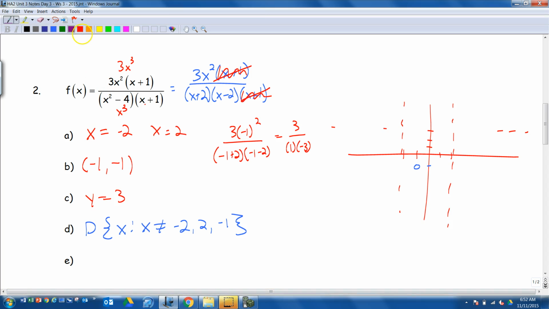Basically what this looks like is a parabola down here that goes through this, but there's a hole right there, and then it comes down from the vertical asymptote and goes off to 3.